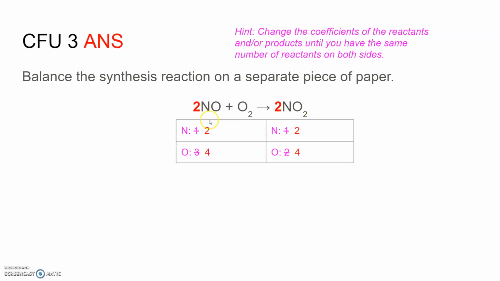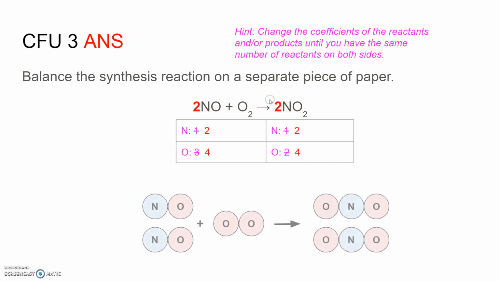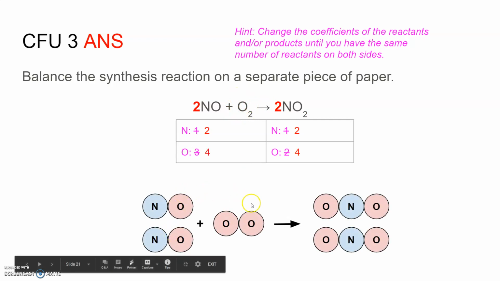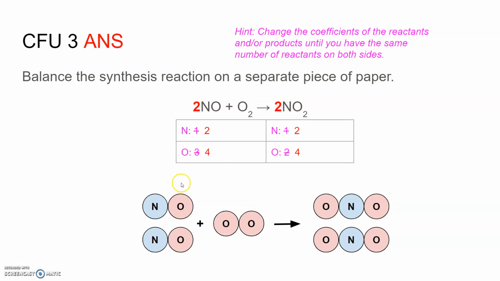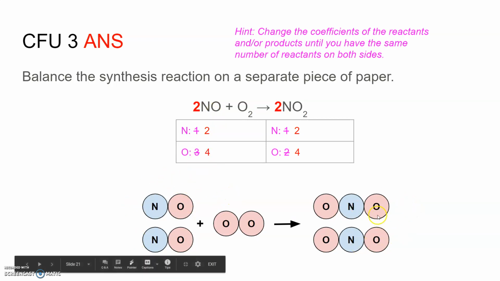Great. So here's your answer. You'll notice that you should have a coefficient of 2 in front of NO and a coefficient of 2 in front of NO2, and there's an invisible 1 in front of O2. And this is the particle diagram that also shows it's balanced. So in order for it to be balanced, you have the same number of atoms on both sides. And you can see from the balanced chemical equation and the particle diagram, we have 2 nitrogens on both sides, and we have 4 oxygens on both sides, and that's why it's balanced.